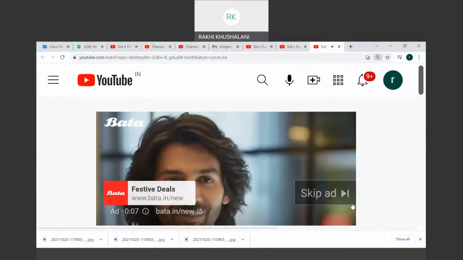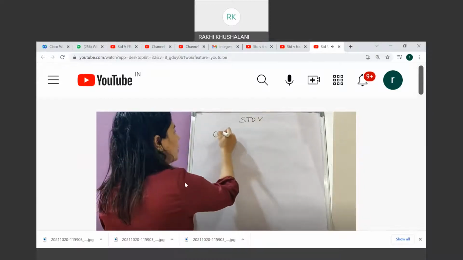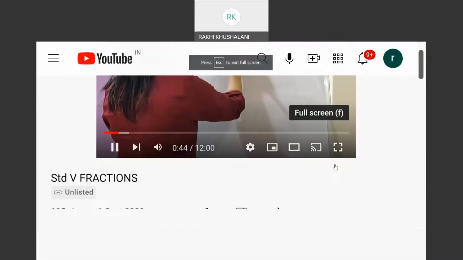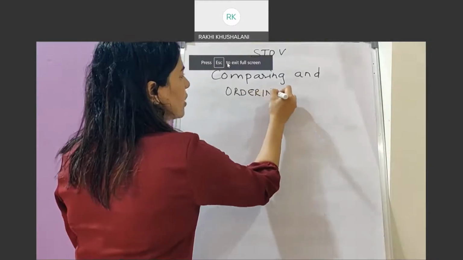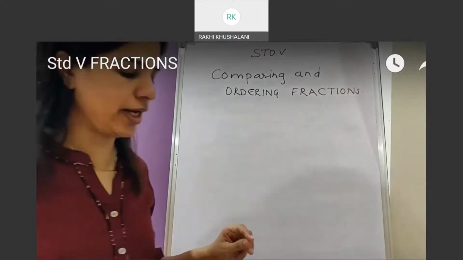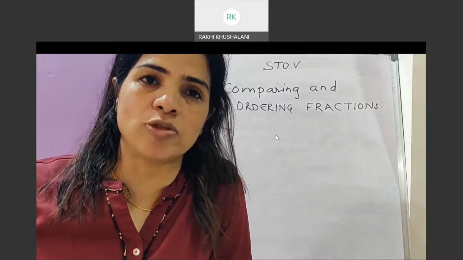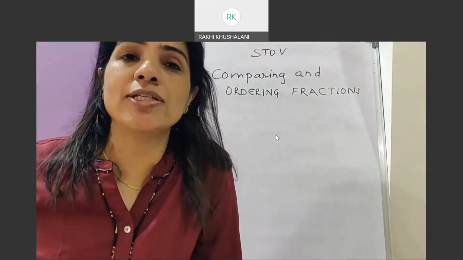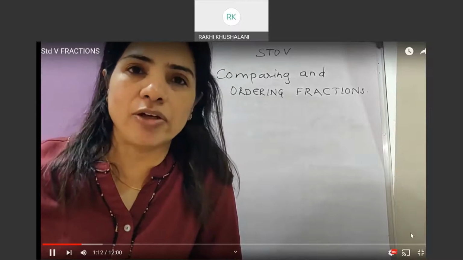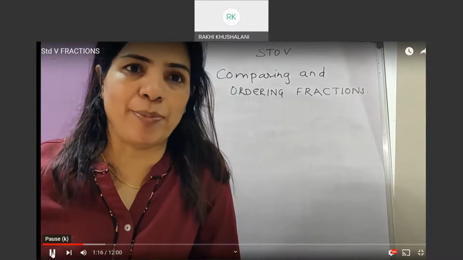Now I am going to your chapter, that is fractions, and I am doing comparing and ordering of fractions. Okay, so here there is not much. You have already done a lot of this in your fourth standard also, and that is why I always say you should keep the previous year's textbook with you. When you are in fifth, you should have your fourth standard textbook. When you are in sixth, you should have the fifth standard textbook. When you are in seventh, you should have your sixth standard textbook. That is a very good suggestion. Please keep it, and it will really help you a lot ahead.